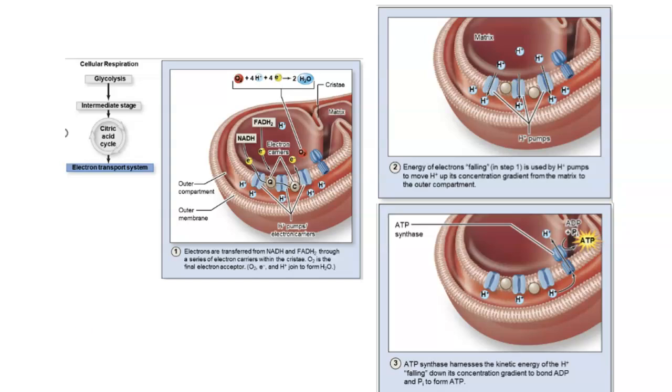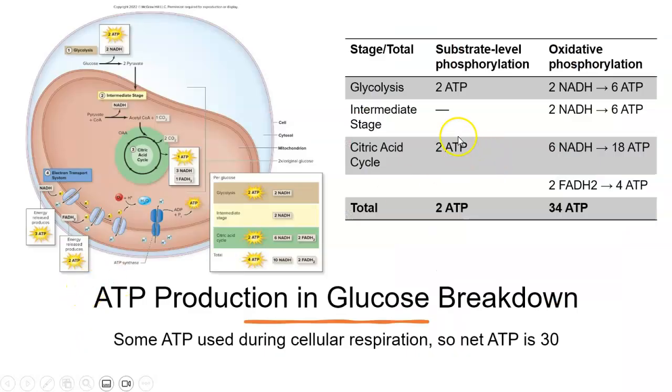So now let's look at our totals. What have we made so far? Well, in glycolysis, we gained 2 ATPs, and we packed our suitcase, and we're going to use those later to make more ATP. In the intermediate stage, that was our transition, we didn't really make anything. We packed some more suitcases we're going to use to make ATP. In the Krebs cycle, we made some ATP. We packed some more suitcases that we're going to use to make more ATP.